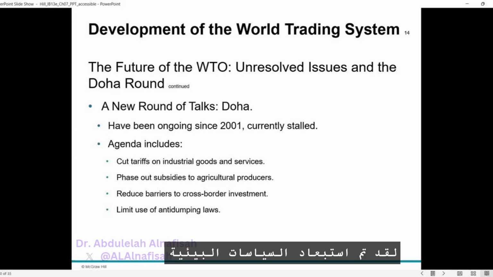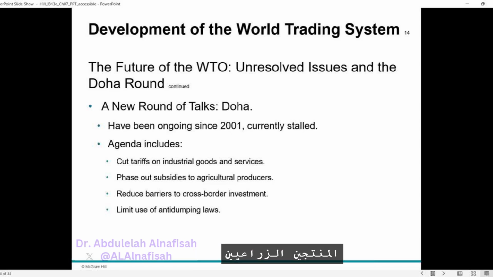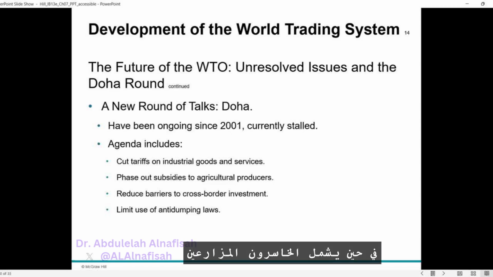Environmental policies were excluded due to pressure from developing nations. An agreement allowed measures to protect public health regarding drug patents. The talks faced challenges, particularly over labor standards and subsidies. Potential winners include low-cost agricultural producers, while losers include EU and Japanese farmers, US steelmakers, and pharmaceutical firms.